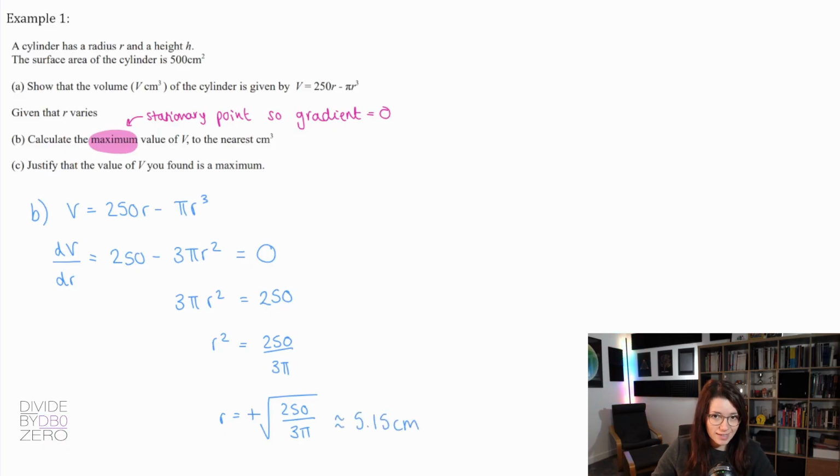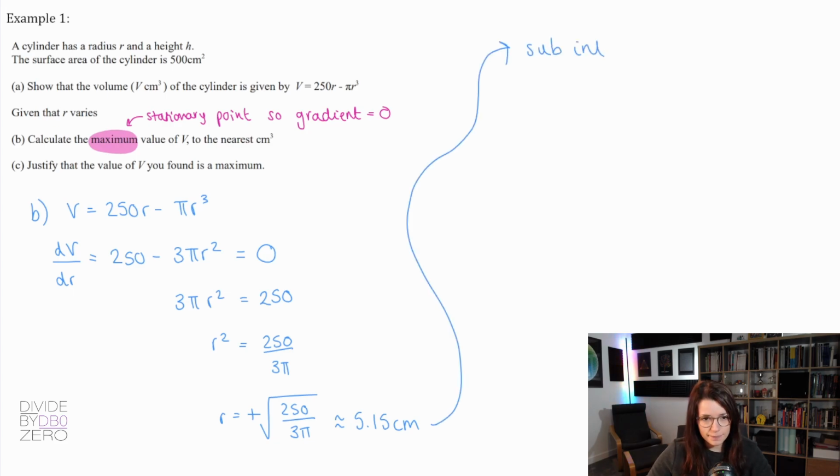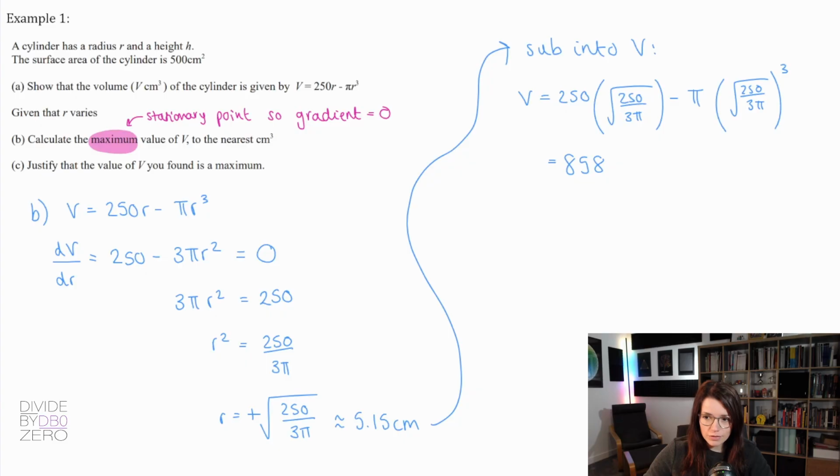It's worth sense checking that it's not a weird number. But in terms of finding the maximum v, we're going to sub in the exact value. So sub into v. v is equal to 250 r, which in this case was this, minus pi times r cubed. Typing that carefully into your calculator will give you 858.387. So roughly 858 centimeters cubed to the nearest centimeter cubed.